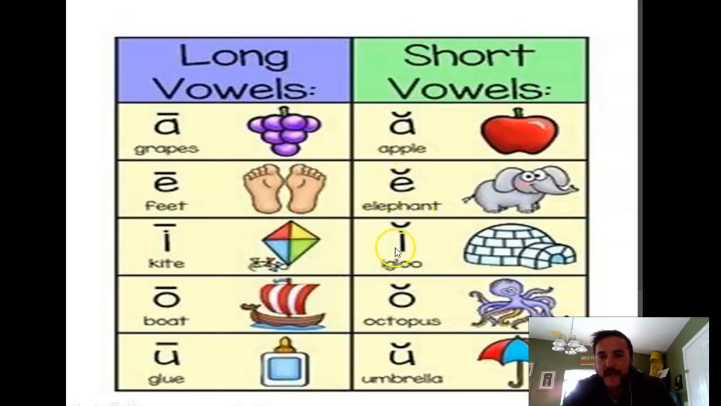Same with this for the I. Here in this case, an igloo, right? Not an eye-gloo, an igloo. You got to know the difference between the long and short vowel sounds. That's why we're going through the short ones. Let's go through the last 2 of the 5. The short O, octopus, not oh-ctopus. A short U, not you-mbrella, an umbrella.